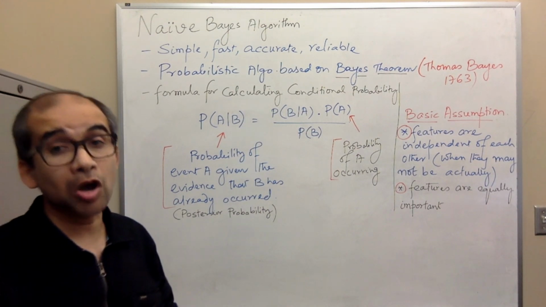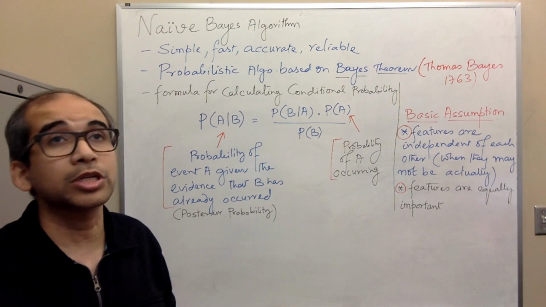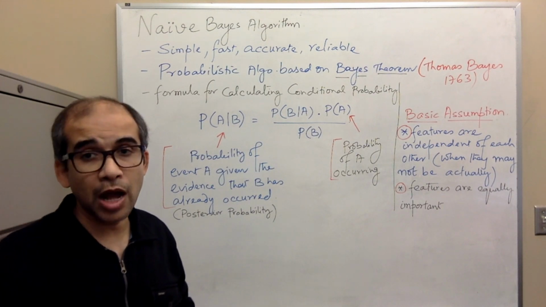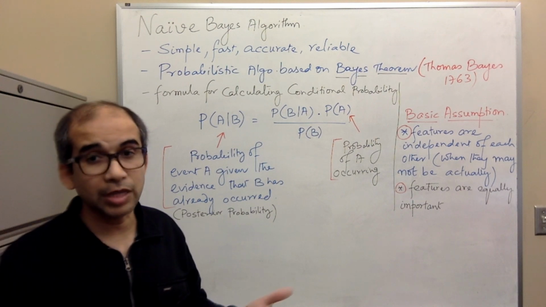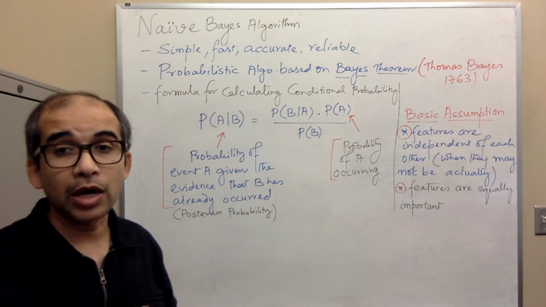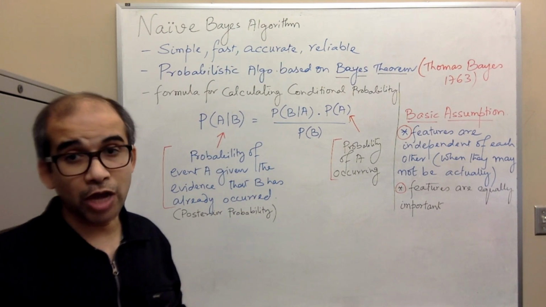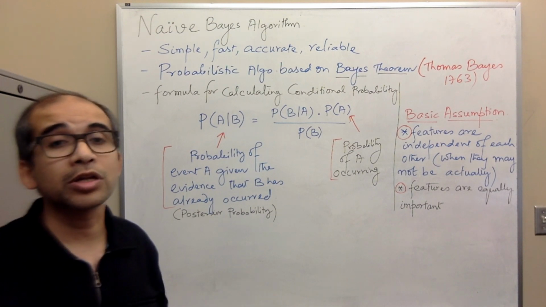But it's not always true. It may not be true, because most of the time these features are probably dependent on each other. Because it's a sunny day, maybe the temperatures are high, or maybe because it's winter time, there is snowing, things like that can happen. So the basic assumption is that features are independent of each other. It is so naive that it makes that assumption. That's why it's called naive Bayes.